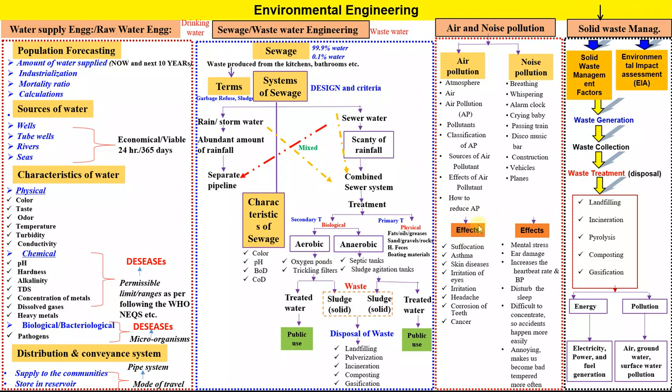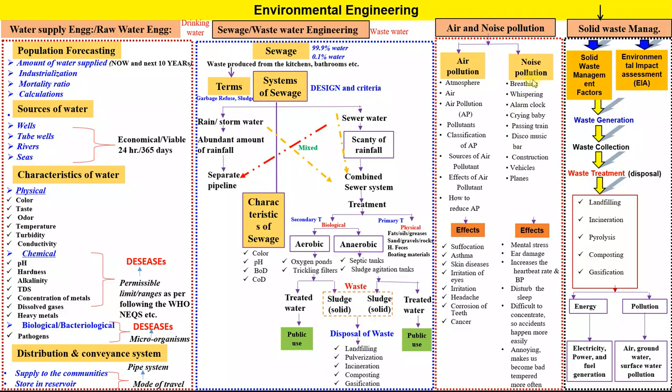We will also read about the effects on our body, on human health. For example, if air pollution is in very high concentration, we have problems like suffocation, asthma, skin diseases, irritation of eyes, headache, corrosion of teeth, and finally, if the exposure is long, then cancer or carcinogenic effects.